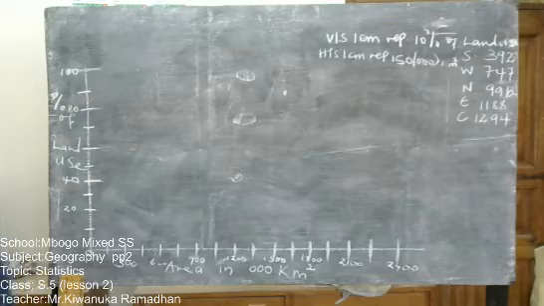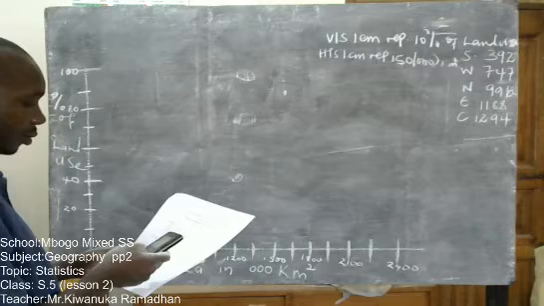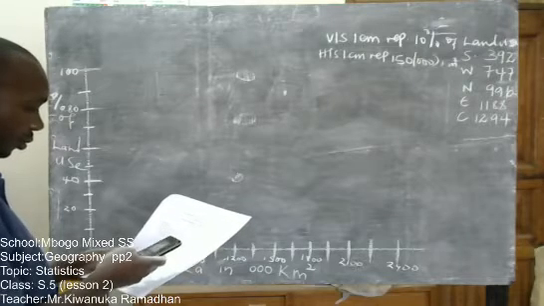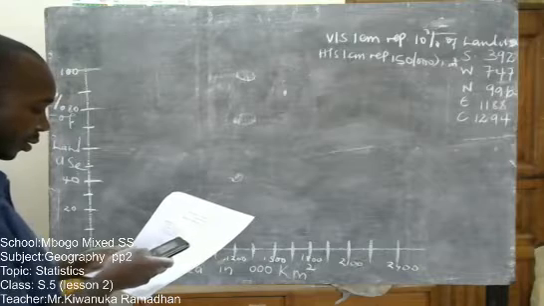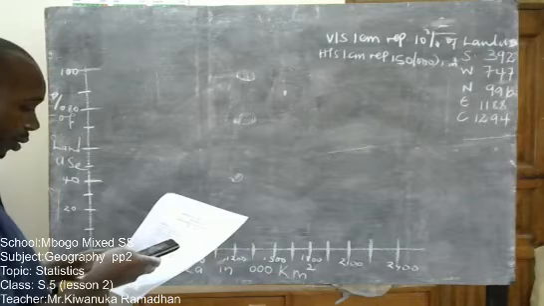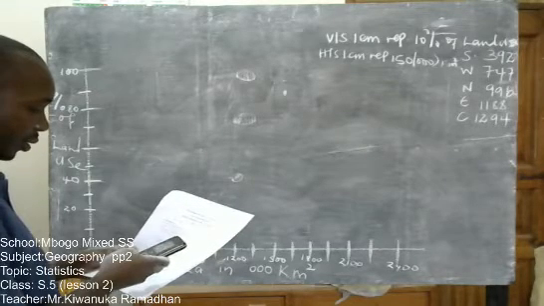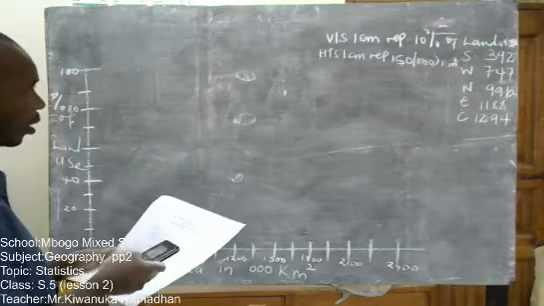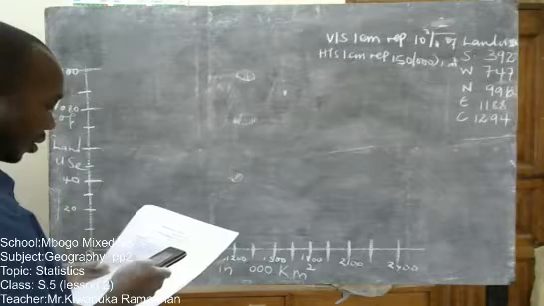Let me look at the question. 248, 392, 1,293.